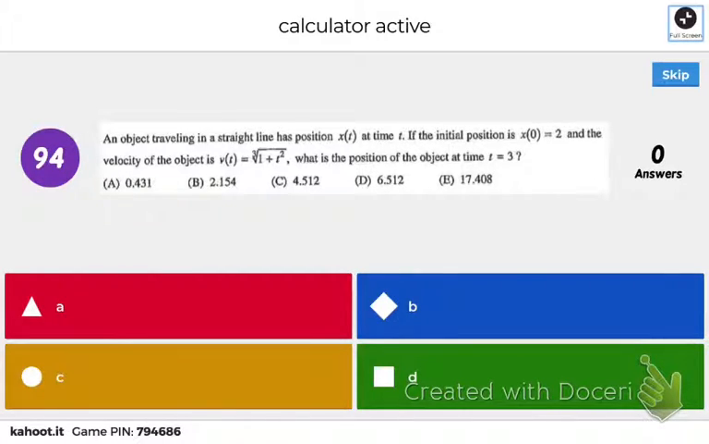That's a cubed root there, in case you're having a hard time seeing that. Cubed root of 1 plus t squared.